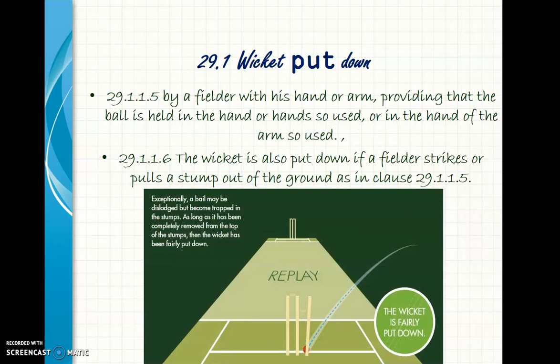Now let's consider how a fielder can put the wicket down. The wicket can be put down by a fielder with his hand or arms, provided that the ball is held in the hand or hands so used, or in the hand of the arm so used. The wicket is also put down if the striker strikes or pulls a stump out of the ground. As in the clause said previously, the ball should be held in the hand or hands, and it can be put down by an arm of the hand which is holding the ball, as replicated in the picture here.